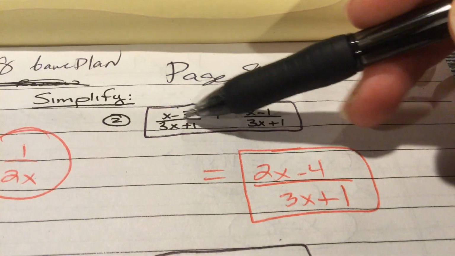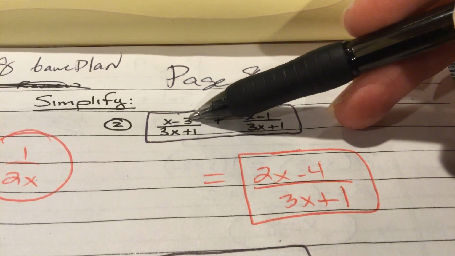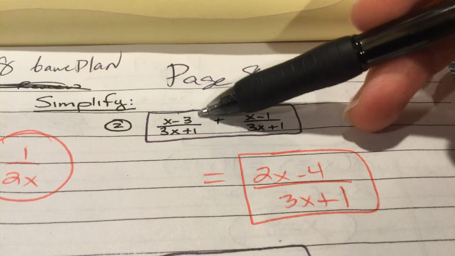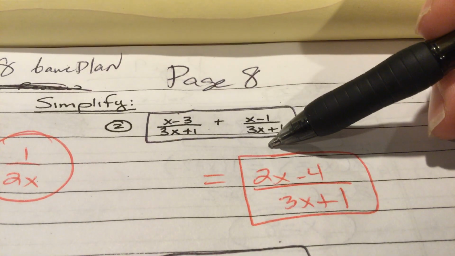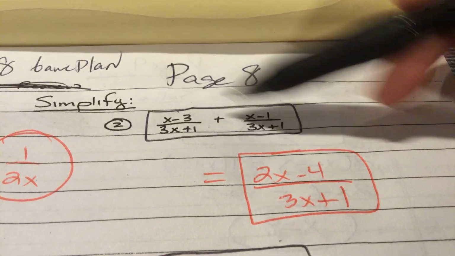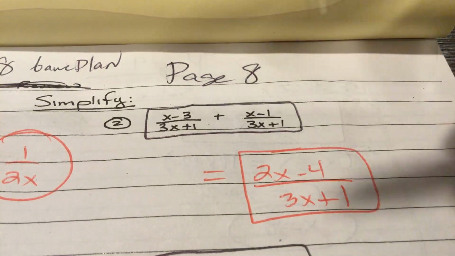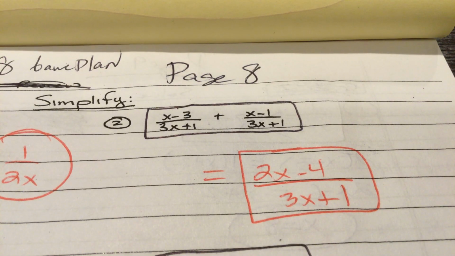Like here on 2. x minus 3 over 3x plus 1 plus x minus 1 over 3x plus 1. The denominators are the same, so you can add them. x plus x is 2x. Negative 3 plus negative 1 is negative 4. 2x minus 4 over 3x plus 1.